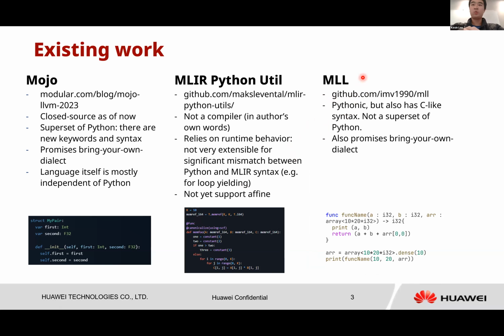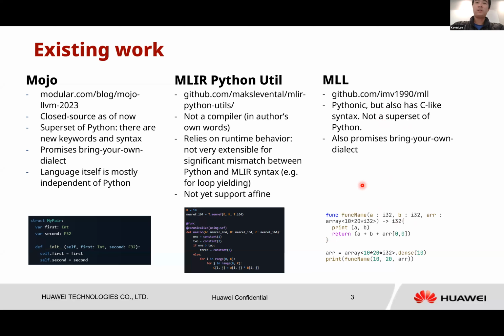A recent development, I think this one was presented at the LLVM 2023 conference, is MLL. It also aims to create a Pythonic domain-specific language, and similar to Mojo, it also promises a bring your own dialect system where you can create your own dialect and use it in your program. While it is Pythonic, it also has C-like syntax. It's still kind of different from Python. And of course, it's not a superset of Python either.